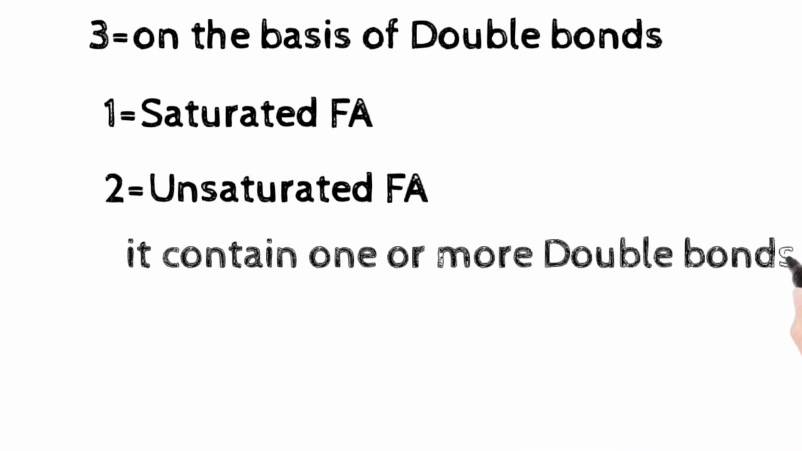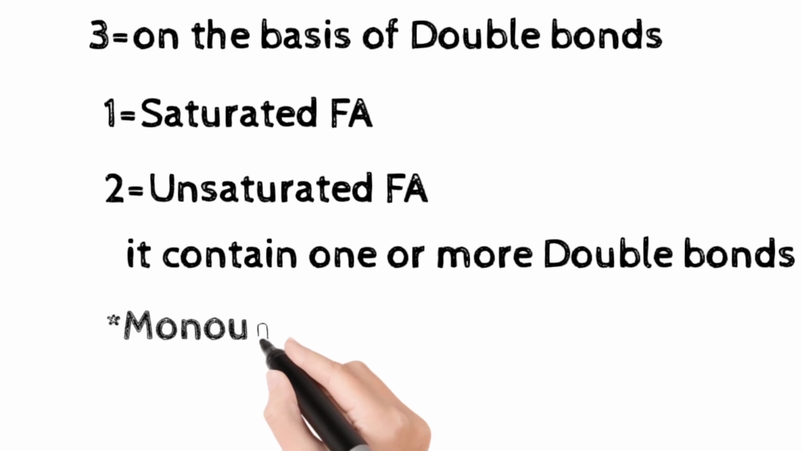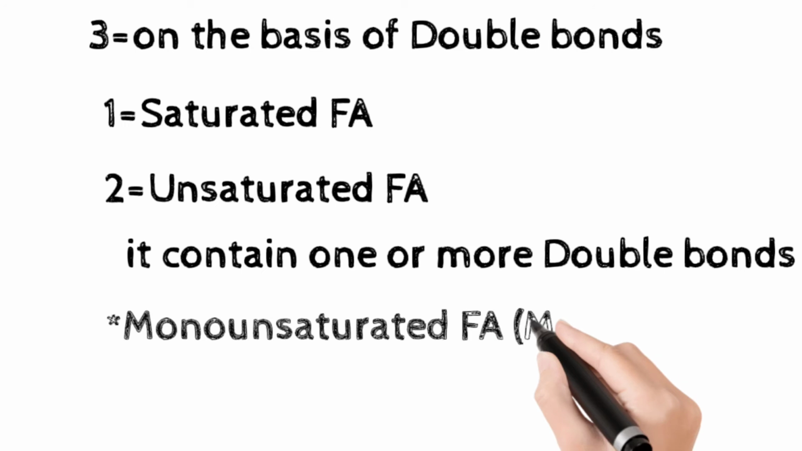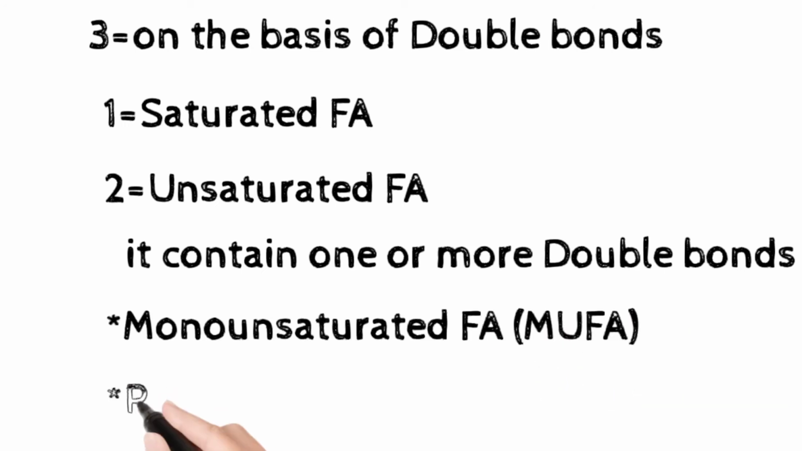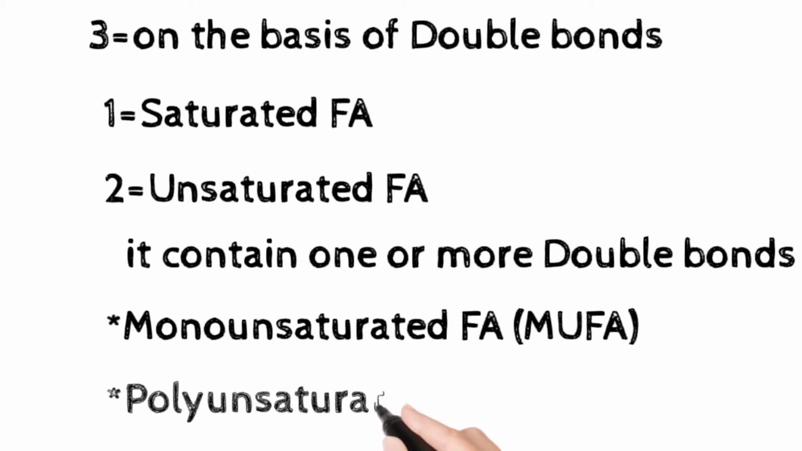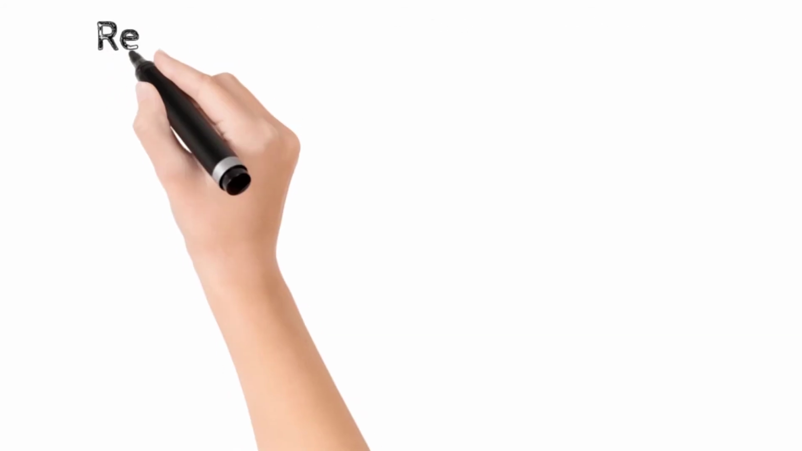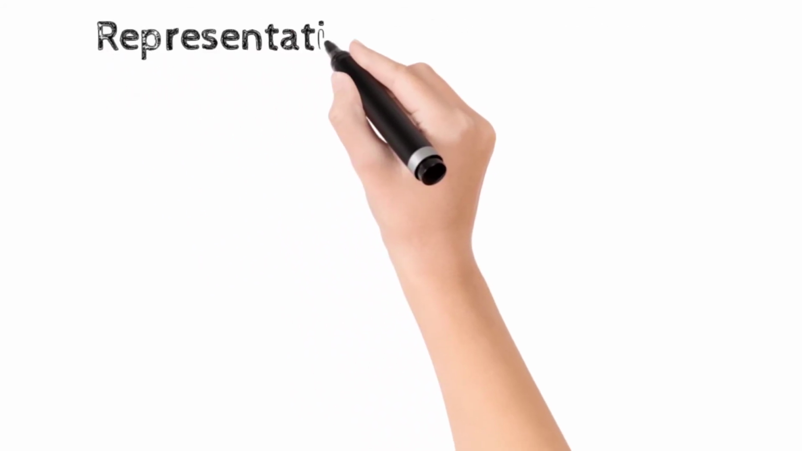If an unsaturated fatty acid contains one double bond, it is known as monounsaturated fatty acid, and the short form is MUFA. Second, if there is more than one double bond, this is known as polyunsaturated fatty acid. The short abbreviation is PUFA. This is important in the exam. Always they ask what is PUFA, what is MUFA.